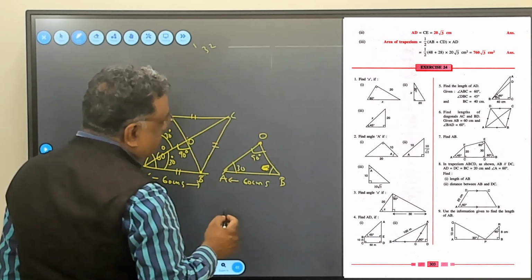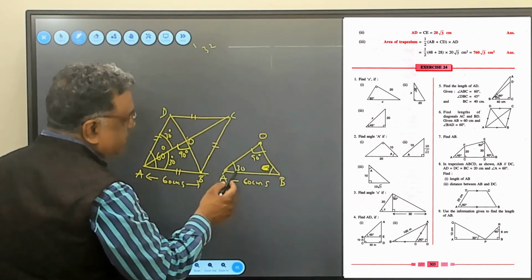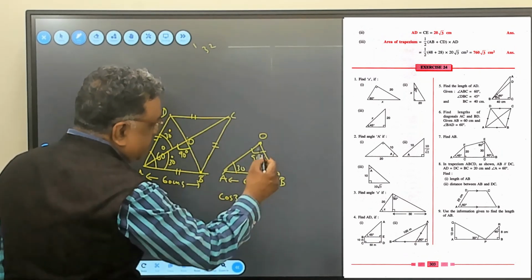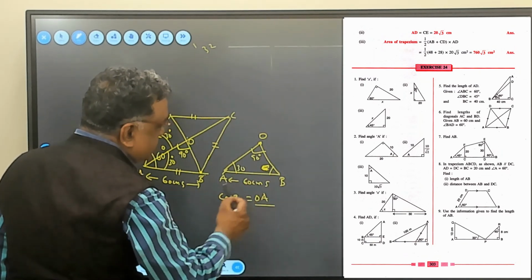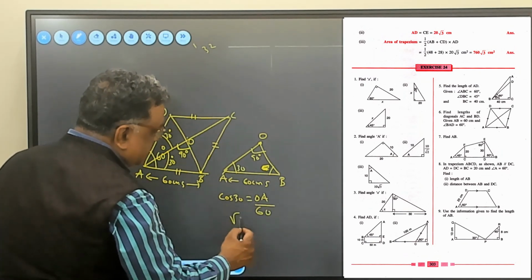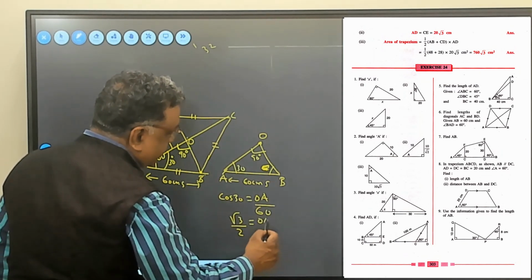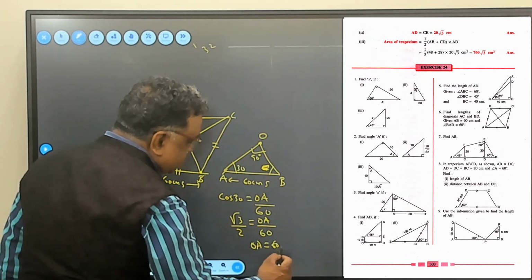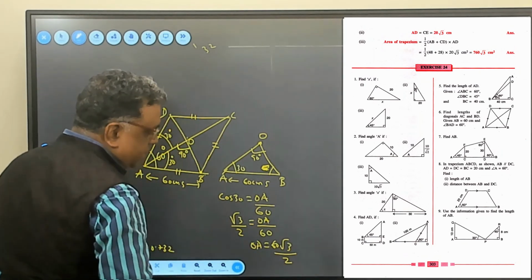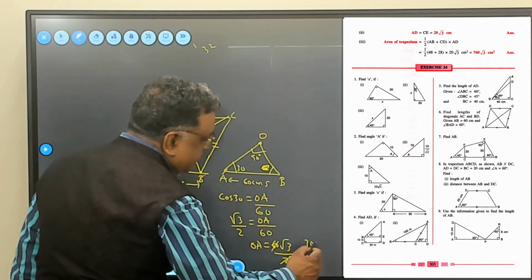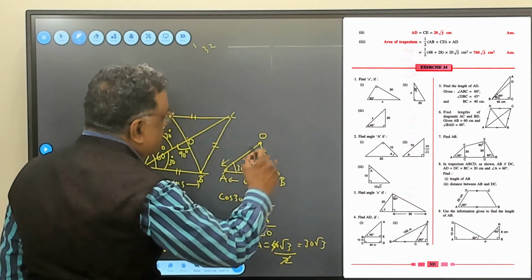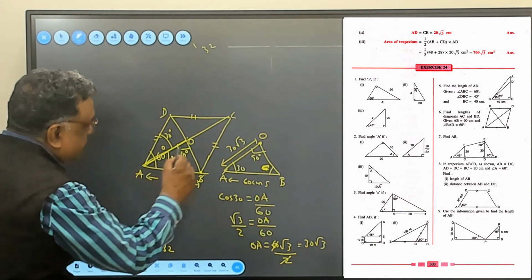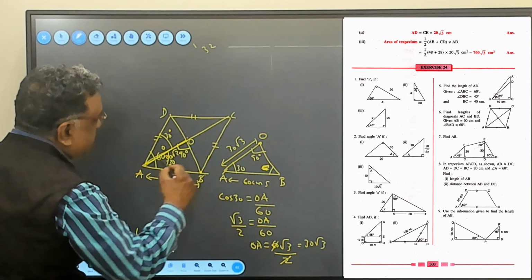So to find AO, what should I use? Can I use cos 30? Because cos 30 I can use as adjacent side upon hypotenuse is this. Cos 30 is what? Root 3 by 2. So how much did OA come out to be? 60 root 3 upon 2, which means 30 root 3. So this length of OA I found as 30 root 3, which means this part became 30 root 3.